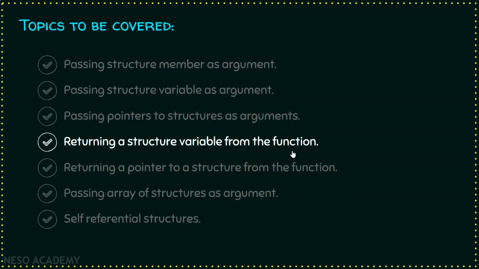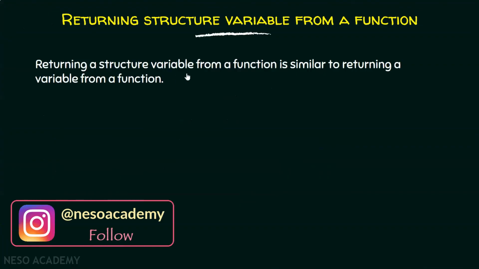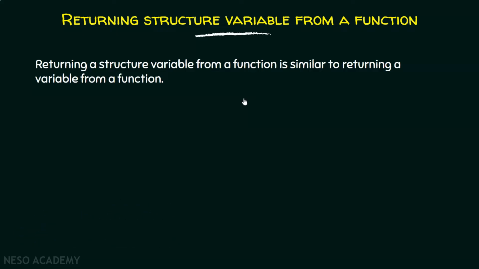So let's get started. Returning a structure variable from a function is similar to returning a variable from a function. It is equivalent to returning a normal variable from a function. It is as simple as that. Now let's consider one example which helps us understand how to return a structure variable from a function and how it looks.